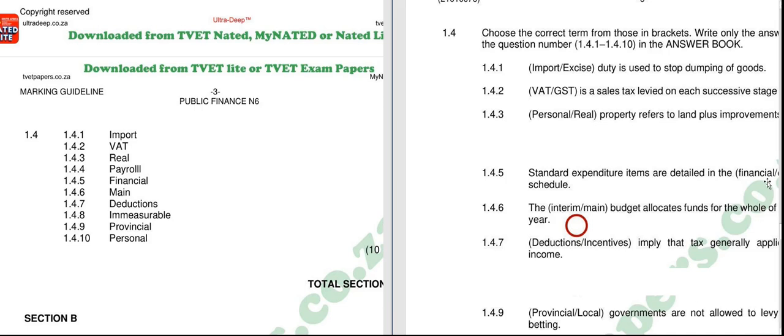So with that, we move on to the next part, whereby we have got 1.4.3. We have got real property tax refers to land plus improvements as indicated on that one. So that's what we have.